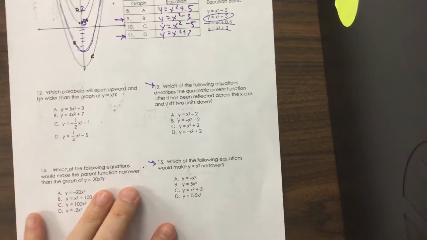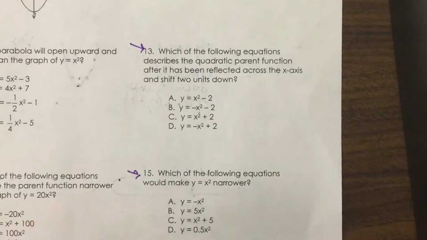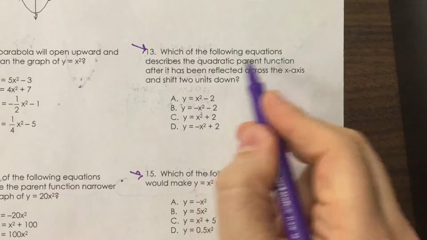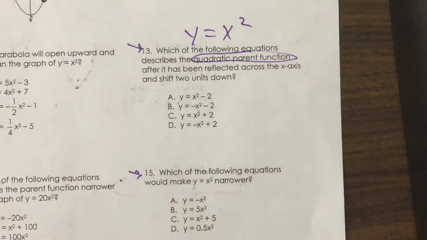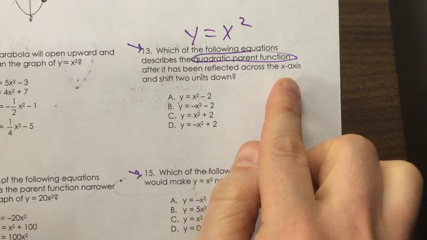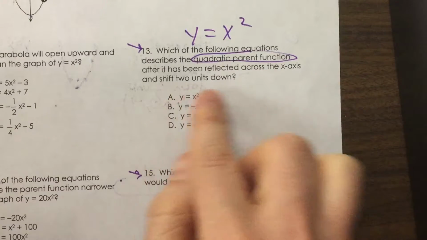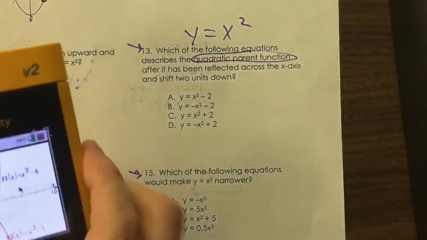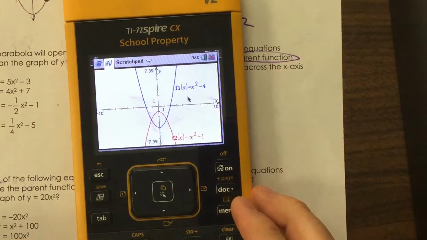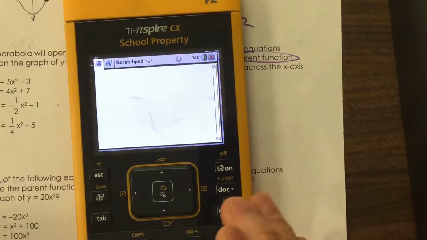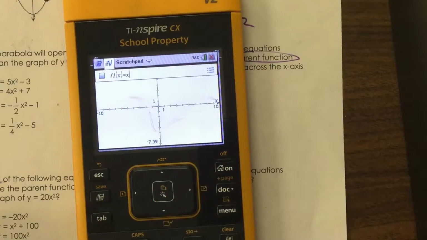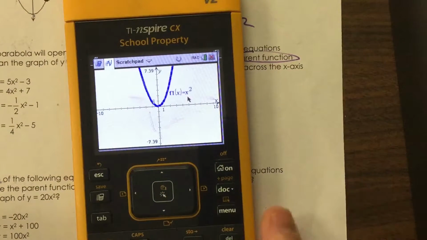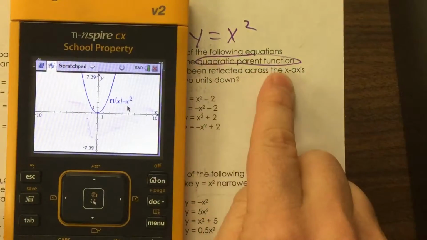13. Which of the following equations describes the quadratic parent function? And when you read that, you're thinking this, y equals x squared. That is the quadratic parent function. After it has been reflected across the x-axis and shifted 2 units down. Okay, I'm going to go ahead and clear out my calculator. You don't need a calculator to do this, but if you have one, you can check it. I'm going to put my parent function, y equals x squared. That is the picture in your mind when you read quadratic parent function.